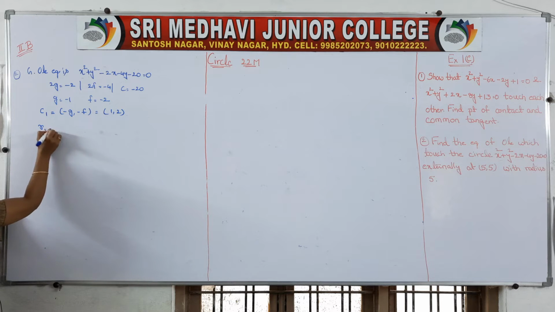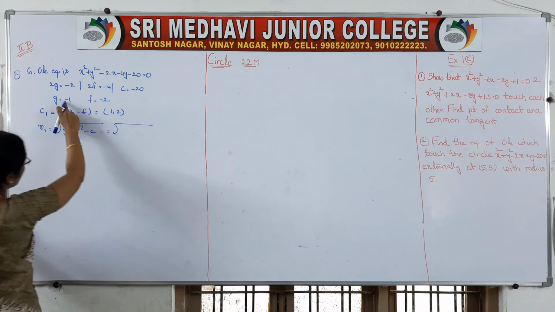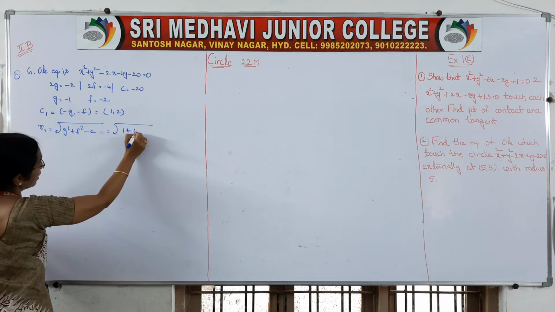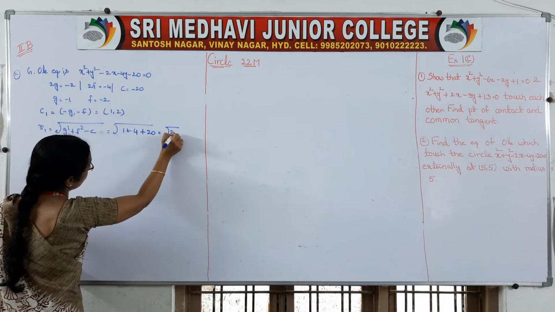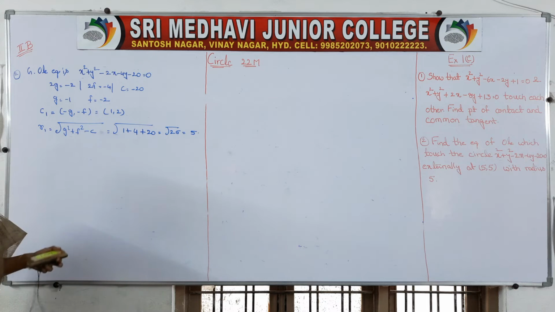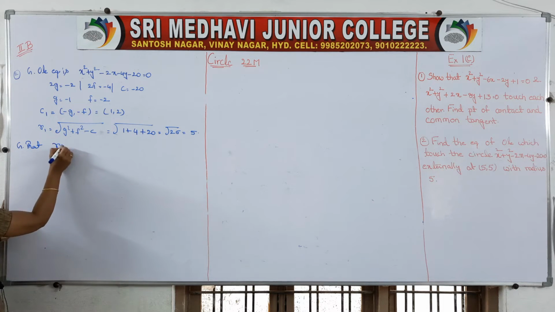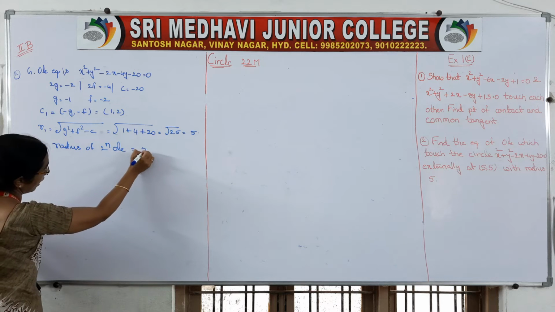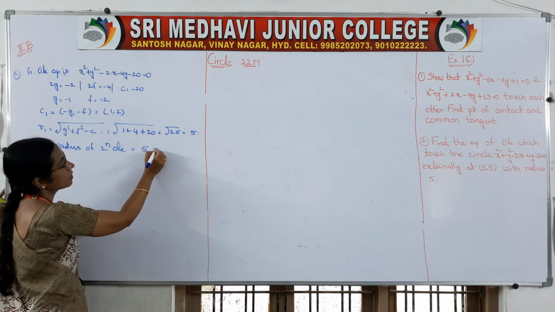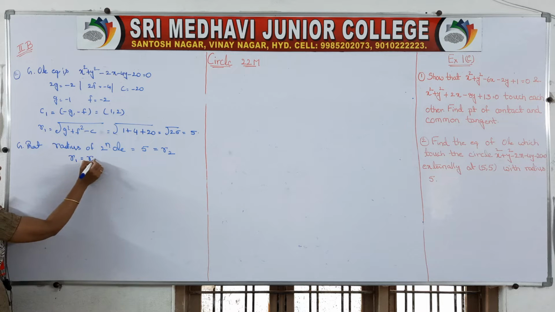And find the radius of the first circle. It is root of g square plus f square minus c, is equal to, come on, 1 square is 1, 2 square is 4, right? Minus c, minus of minus is plus. So it is equal to root 25, is equal to 5. So, what is the information given to us? Given that the second circle's radius is given. Radius of the second circle is given as 5. What is the radius of the second circle? That is R2. Right. So, R1 is equal to R2.